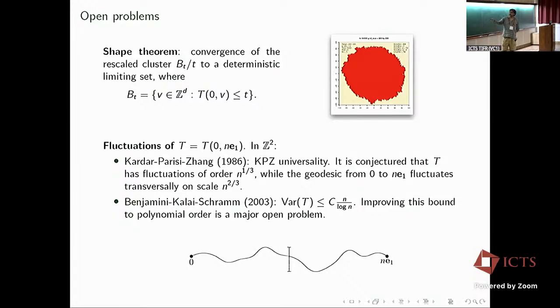And another big problem is what is the variance of T? Giving polynomial upper bounds on this variance would be very nice. So far, the best we can do is n over log n, but of course we should get something polynomial in n if we believe in the KPZ conjecture. So these are open problems. I've been working on some version of these also in other work during my postdoc time.